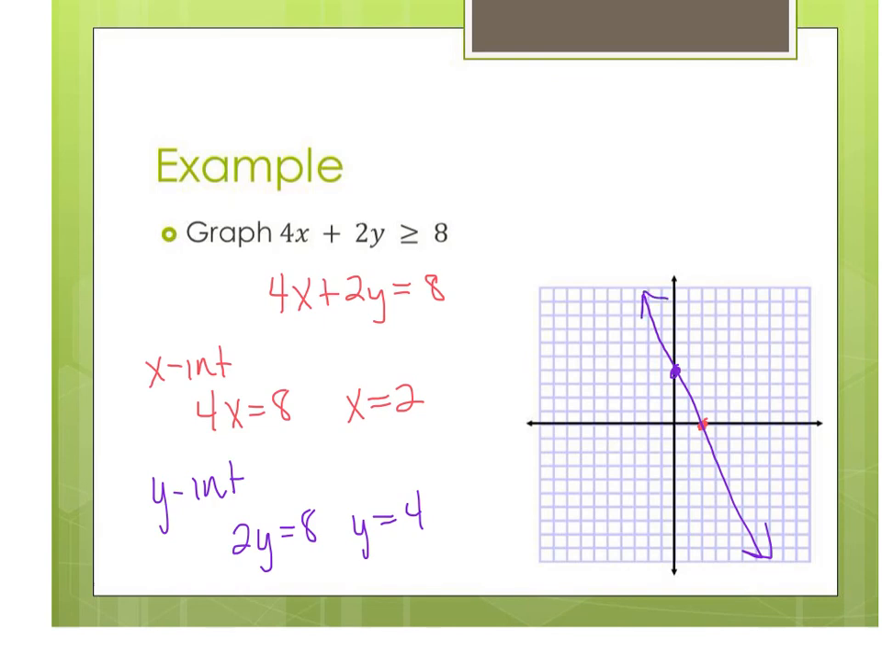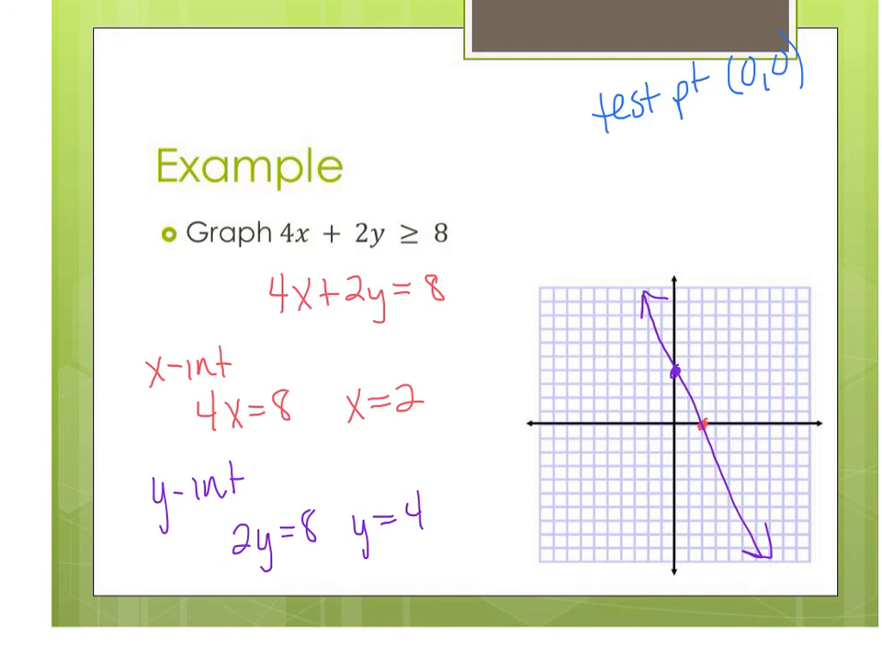And then I need to know where to shade. So what I suggested was you pick a test point. So a good test point would be 0, 0. Your test point, you can choose any point at all as long as the line does not go through that point. So you can't pick any point on the line, but you can pick every point off the line.